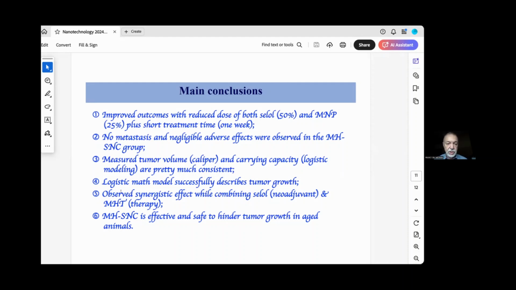It's obvious, the synergistic effect when we combine silol, which is a new adjuvant, and magnetic hyperthermia treatment. And finally, the combination of magnetic hyperthermia and silol nanocapsules, of course, including silol and magnetic nanoparticles, is very effective and safe to block the tumor growth in aged animals. So these are the main conclusions of my presentation.